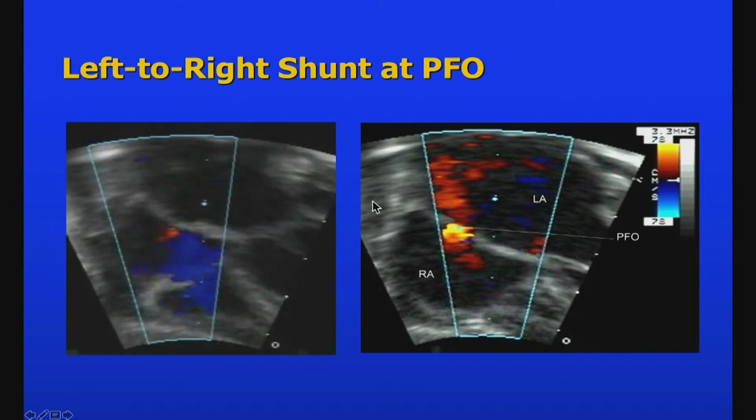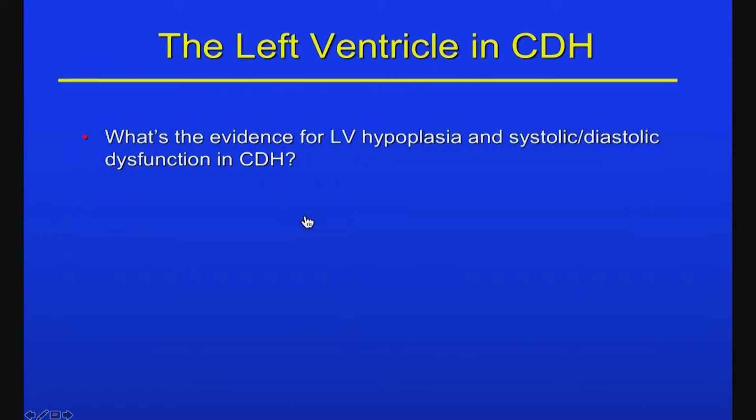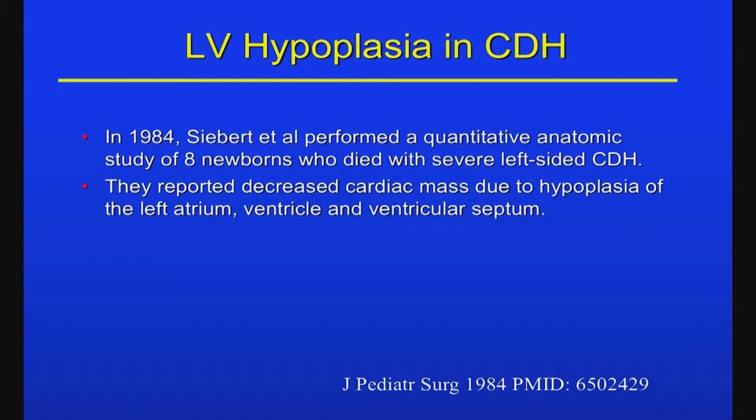And at first we were a little bit surprised by this, but it became clear that there are causes for LV hypoplasia and systolic and diastolic dysfunction in CDH, and increasingly in recent years, people are starting to pay a lot of attention to this problem and identifying it more commonly. What's the evidence for this? This goes back decades, right?